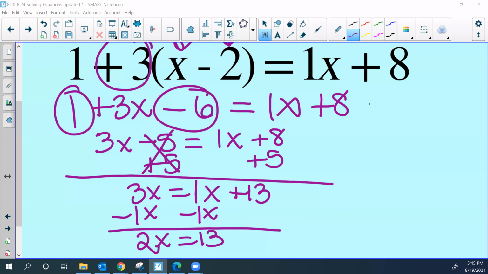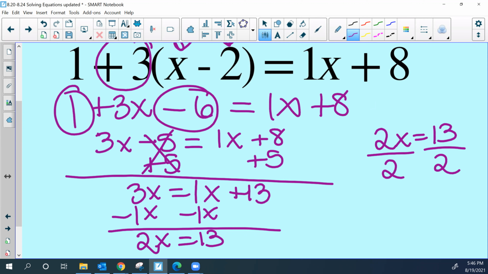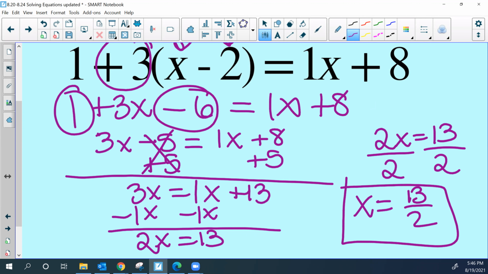All right, so here's where I've gotten to. After distributing, I combined like terms. I moved my constants over to the right. I moved my variables over to the left. So I currently have 2X equals 13. For my 2X equals 13, I'm going to get my variable of X alone by dividing by 2. And I get X equals 13/2 as my final answer.